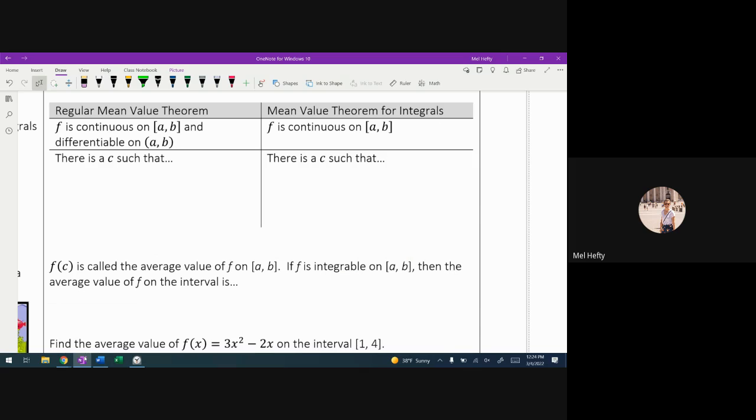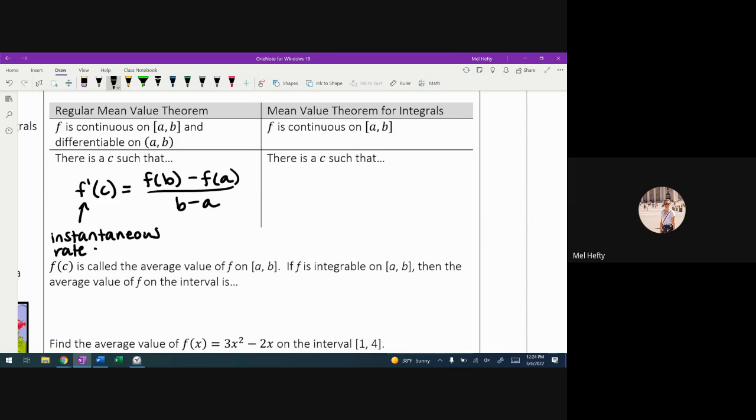All right. So mean value theorem actually had to do with derivatives. So I'm going to write down this statement. Hopefully it looks a little bit familiar to you. Is this looking familiar to anyone? A little bit. Yeah. So we have our instantaneous rate of change is equal to our average rate of change.